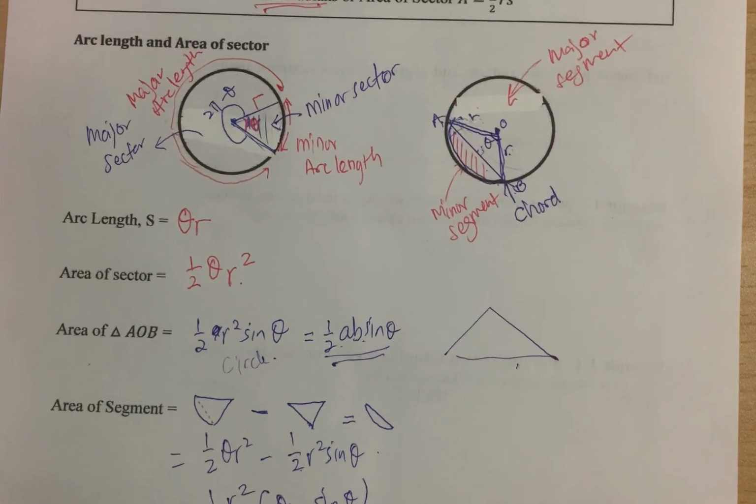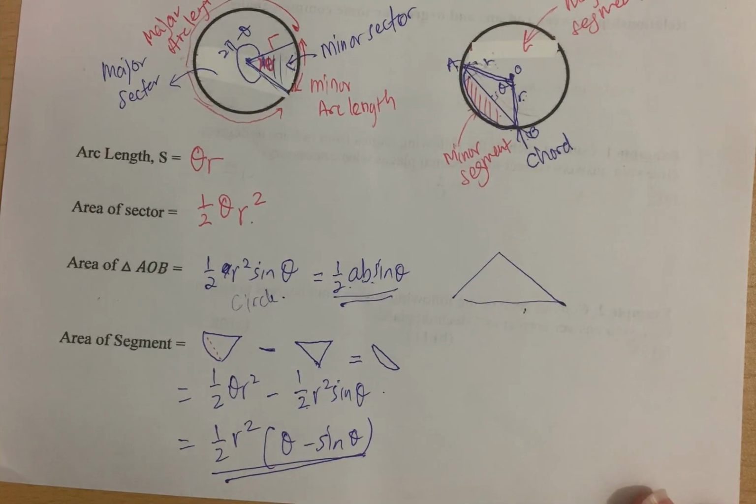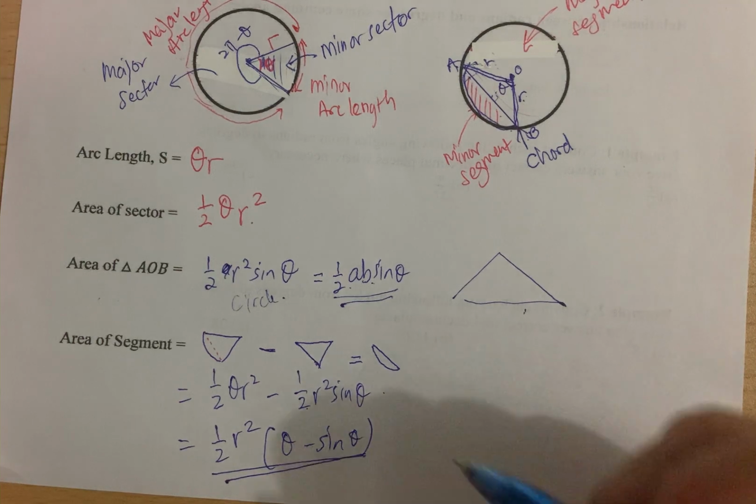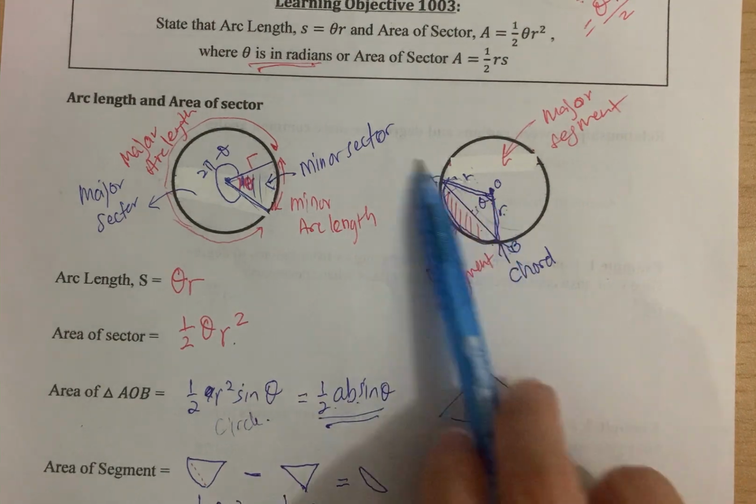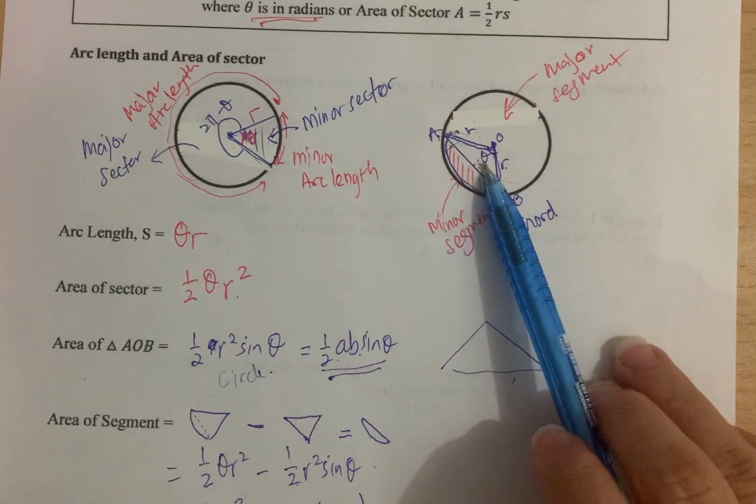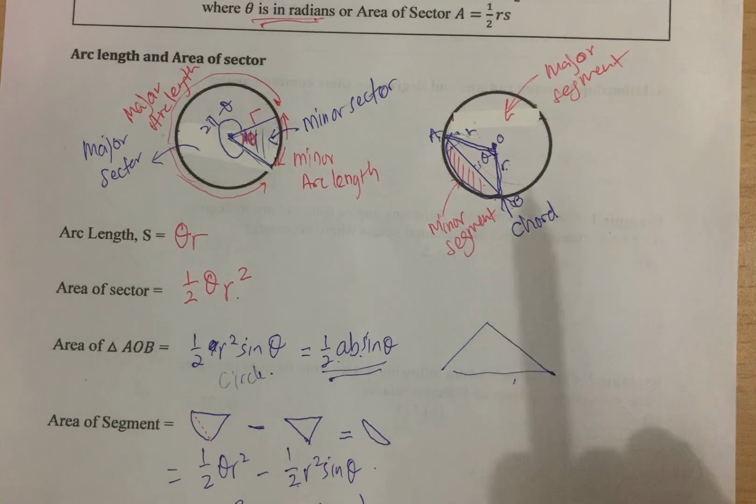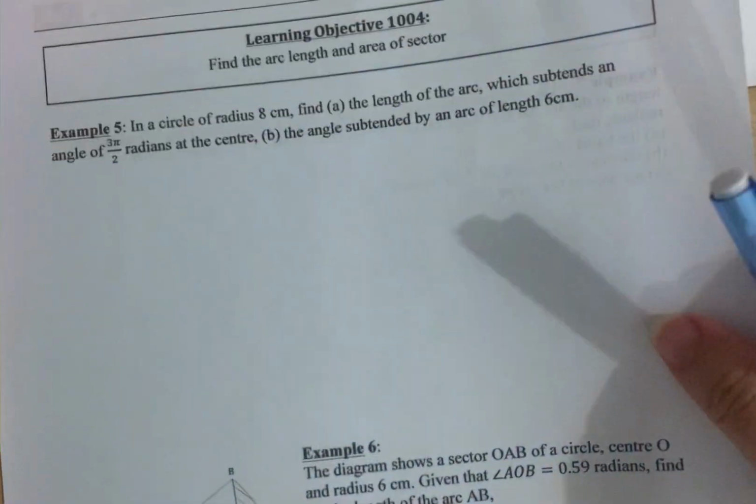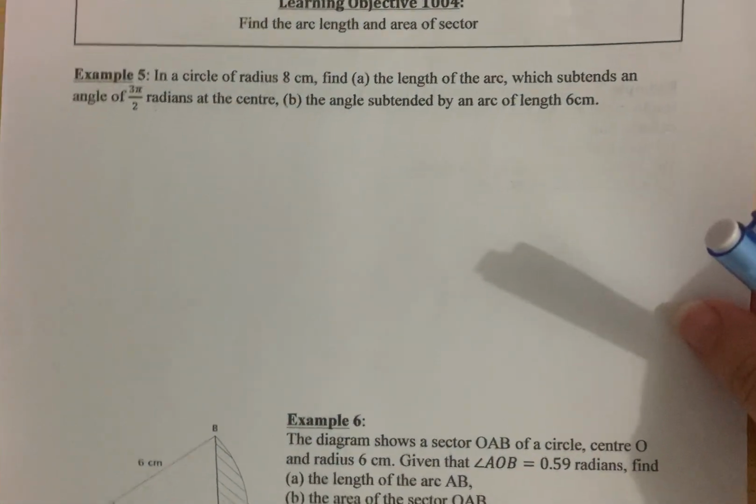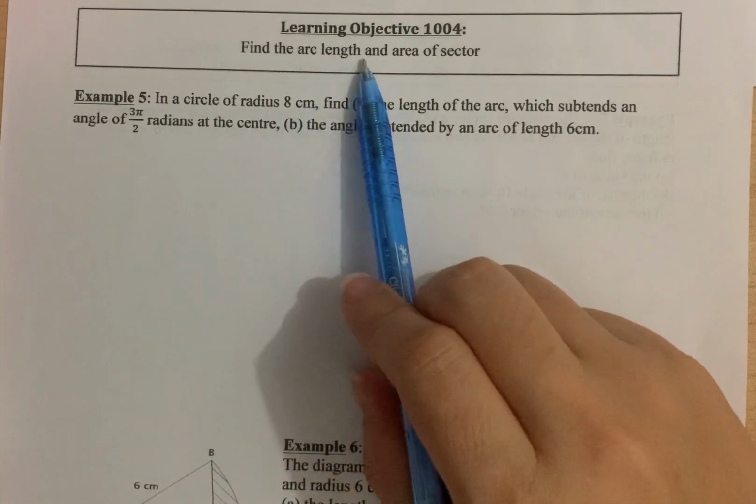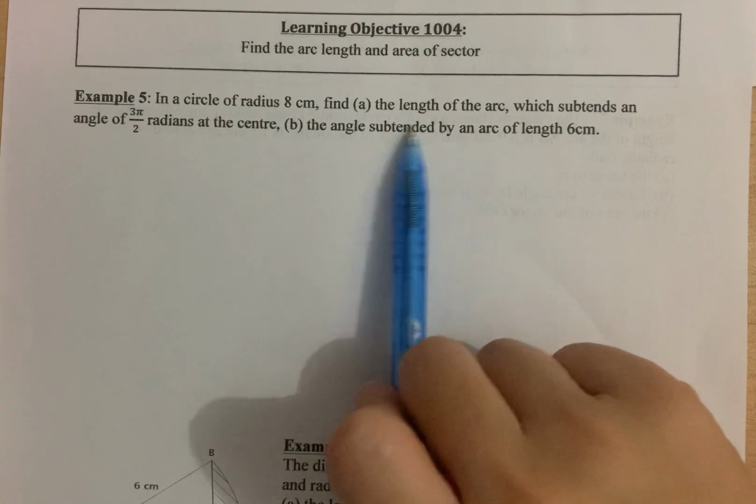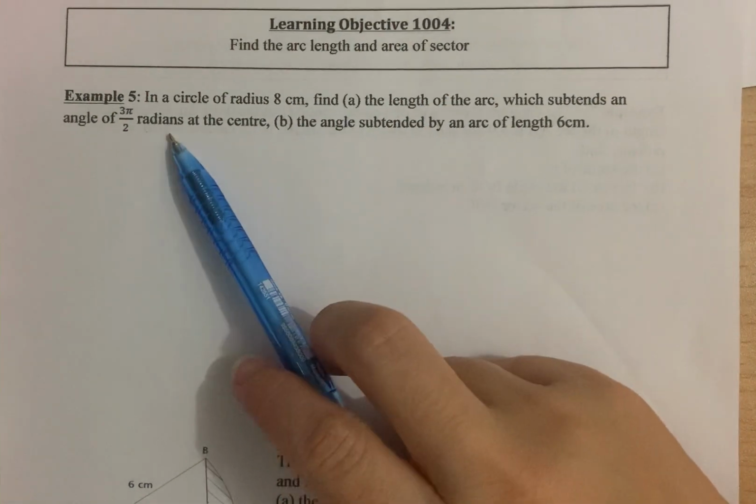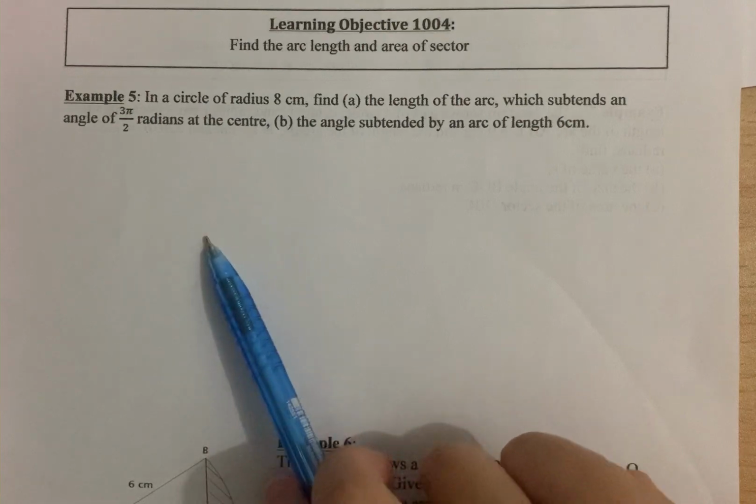Now you try to draw the diagram properly and step down the angle and the formula properly. You just have to recognize how the diagram should look, what the theta stands for, what the r is, and how we get the segment like that. If you understand all of this, then you are ready to go for learning objective 1004. Basically, we just have to find the arc length and area of sector. It's quite straightforward. If you don't have a diagram, as I said, you try to understand.